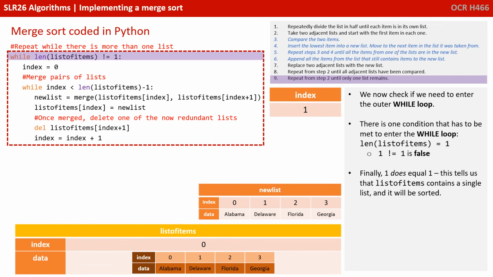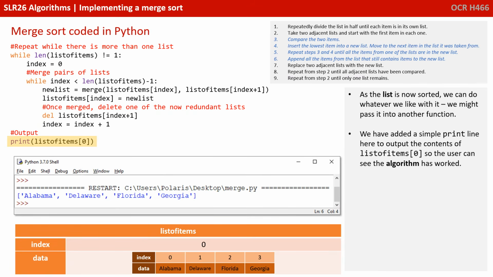We check if we need to enter the outer while loop. There's just one condition that has to be met. And for the first time, that condition is now met. Finally, 1 does equal 1. This tells us that list of items contains a single list, and therefore we know it will be sorted.